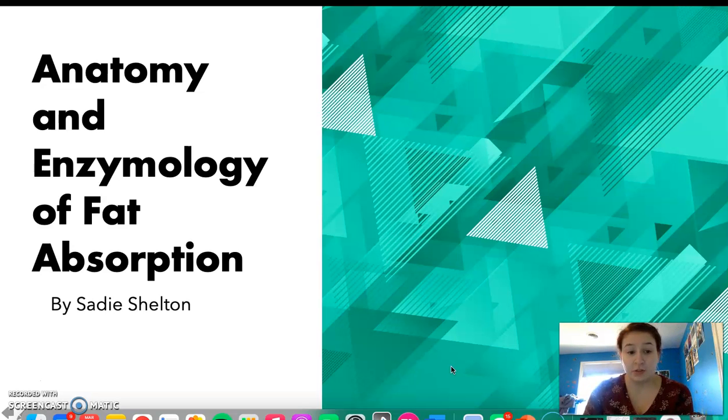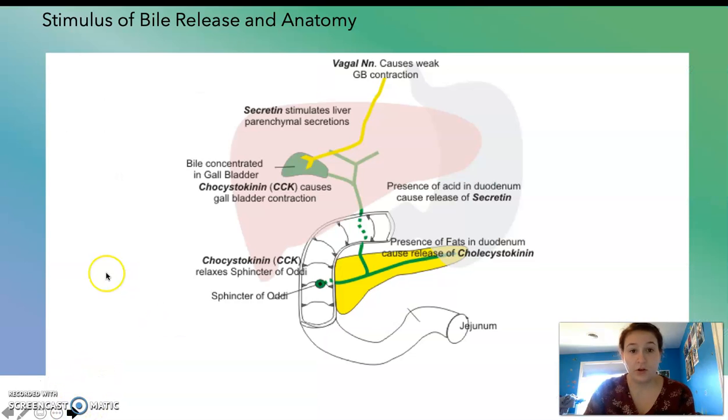So first, we are going to start with a little bit of anatomy of the different components that help with fat digestion. The most important thing is the liver here. It has a bunch of different functions, but what's really important is that next to the liver is this little pouch called the gallbladder. The gallbladder releases bile, which is really important in the preparation of the digestion of fats.